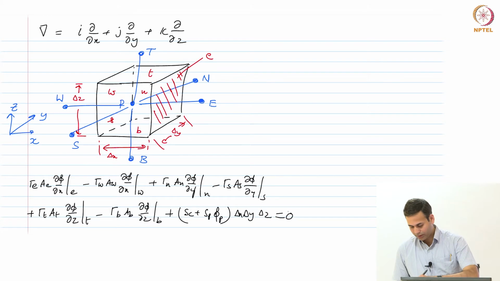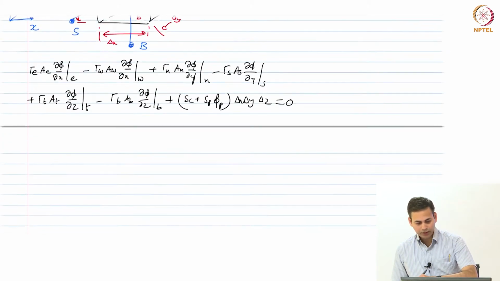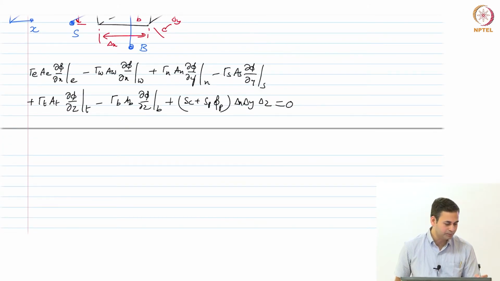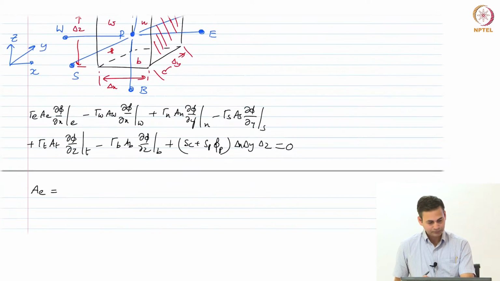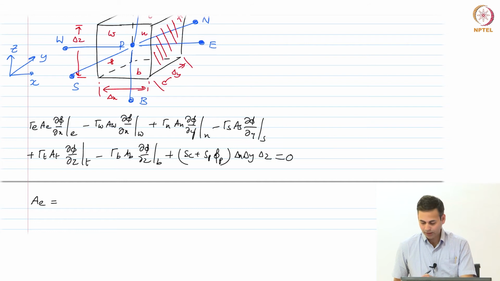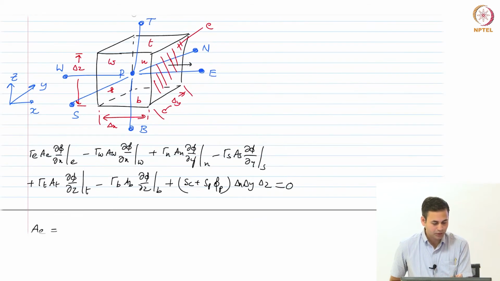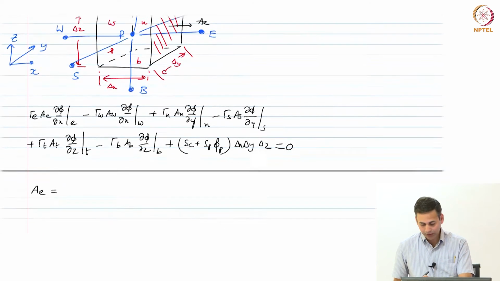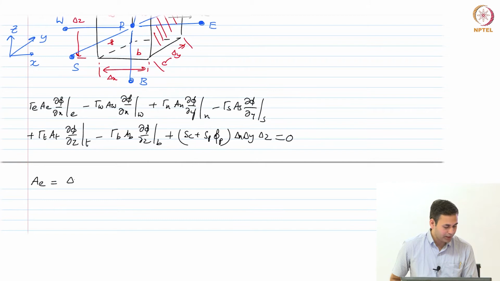Now it is very simple, we do not have to write all of them, rather I want you to tell me what would be A east. What is the area vector that we have now? This is A east. What would be the area of that? Delta y times delta z, that is all. So essentially we have delta y delta z. Similarly A west is also the same, right. Only thing is the direction is different, it will be minus i.